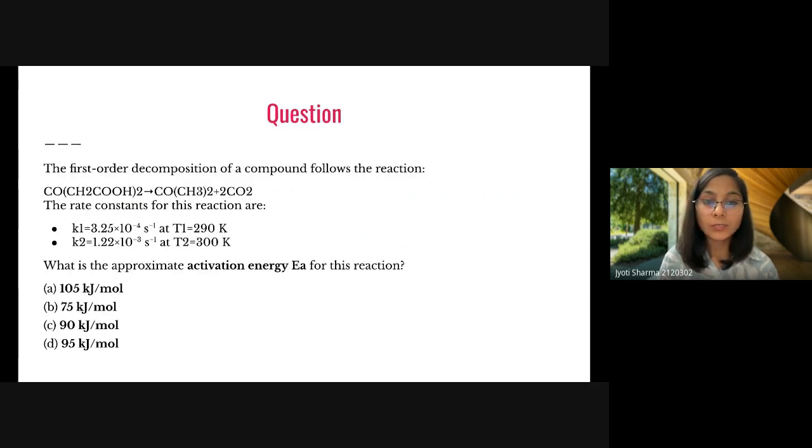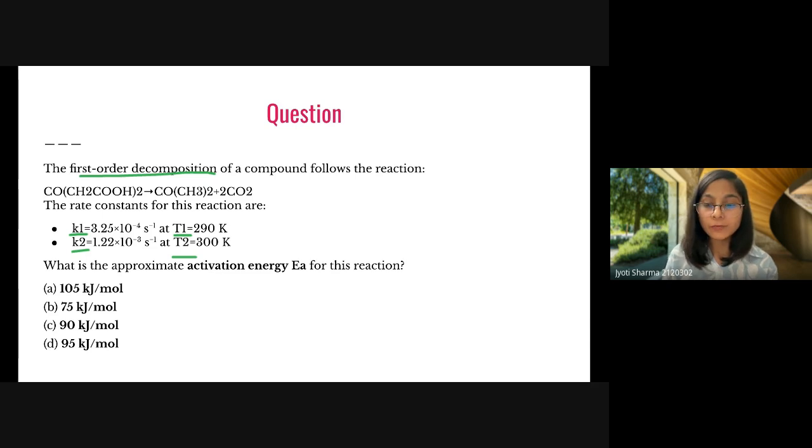Okay, next question is again from your assignment, but the value has been changed. Here you have the first order decomposition. Just keep in mind, this is first order. Then what they did is, your rate constant is changing at a different temperature. So when your temperature is 290 Kelvin, your rate constant is 3.25 × 10^-4.